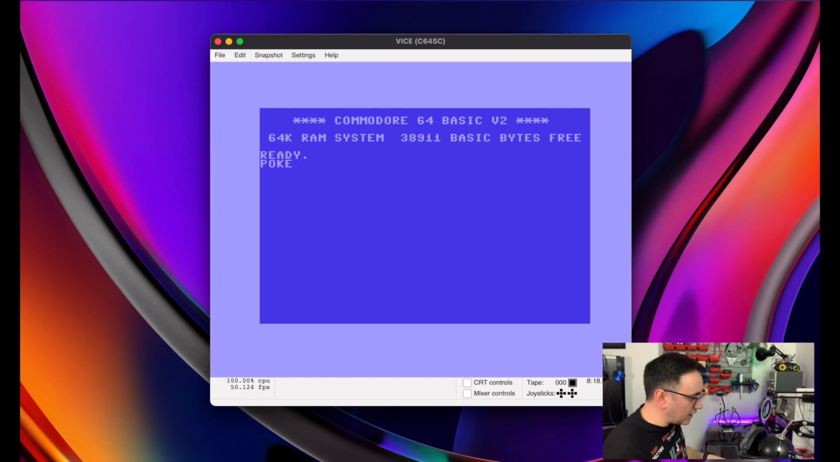So you put the memory address first. In this case, this is the memory address of the blue background that we see here. And the second value of this command is the color. The Commodore 64 has 16 colors, so here you can choose any of them. Let's put, for example, a black background, so that will be 0.